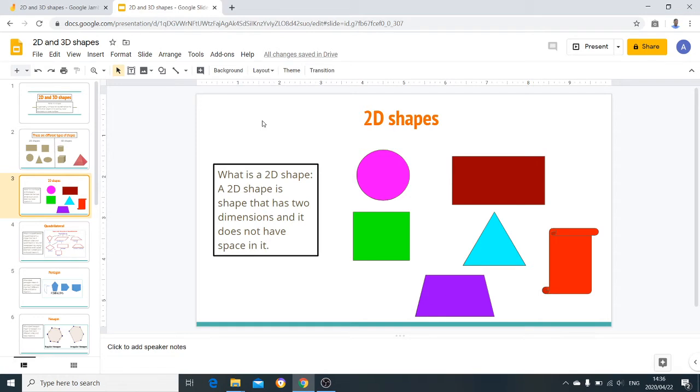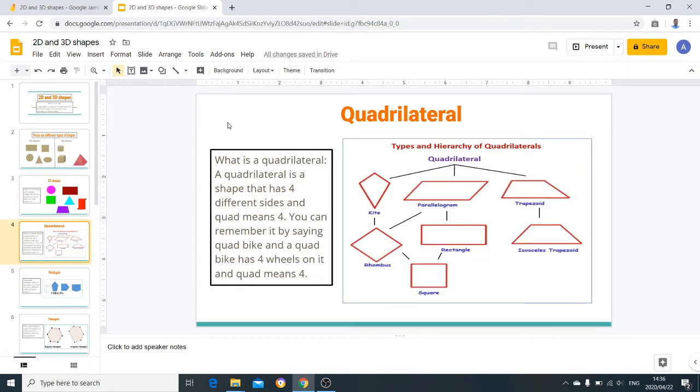What is a 2D shape? A 2D shape is a shape that has two dimensions and it does not have space in it, such as a circle, a rectangle, a square, a triangle, a rhombus. There are many types of 2D shapes.